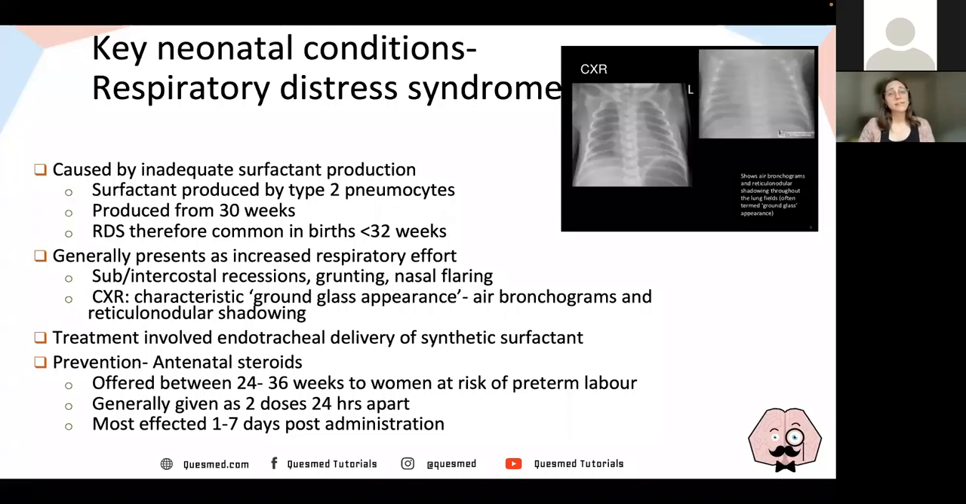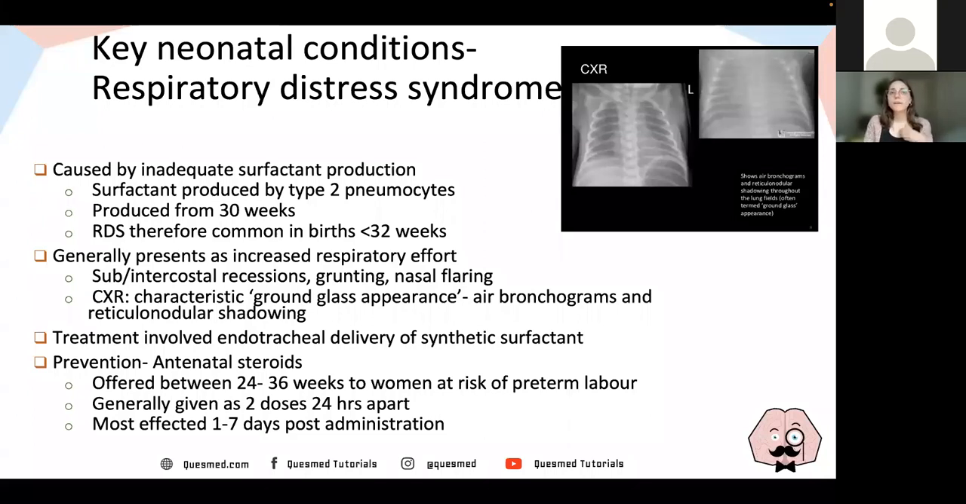And surfactant is really important to keep the alveoli patent, against water tension and surface tension. So if you don't have it, the alveoli tend to collapse at the end of expiration, which makes them a lot harder to reopen next time you're trying to breathe. So you see this very typical labored breathing of children with respiratory distress syndrome.